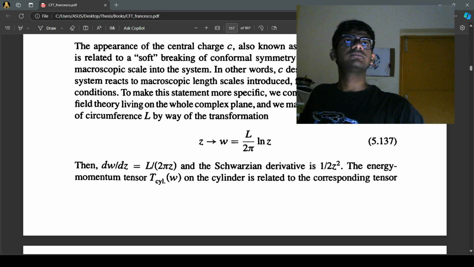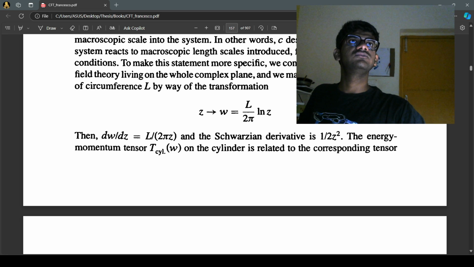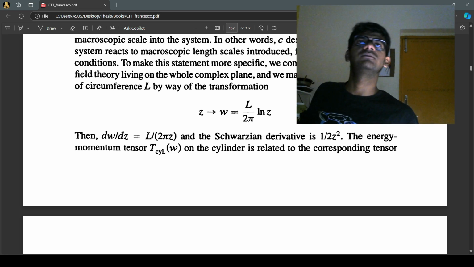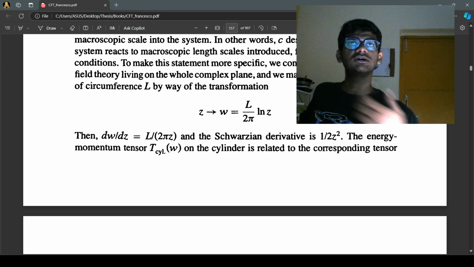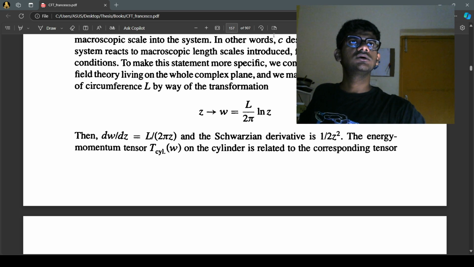So to make the statement more specific, we consider a general conformal field theory living on a whole complex plane, and we map this theory on a cylinder of circumference L. So your Z to W mapping takes a whole complex plane to a more cylindrical form with a natural log of Z mapping.